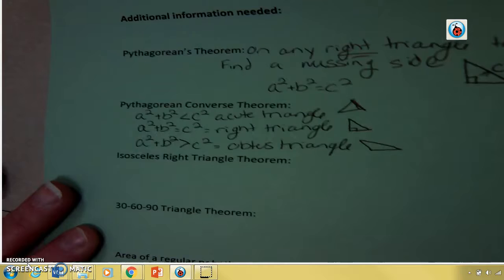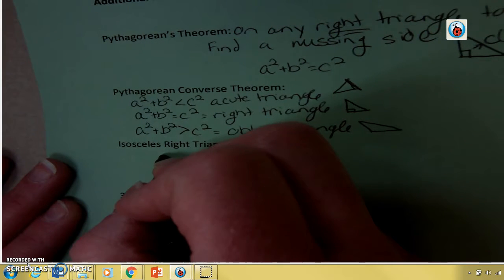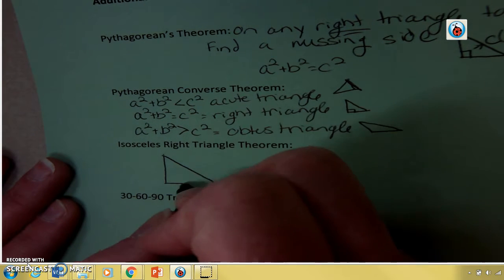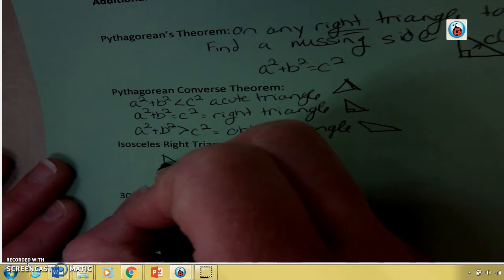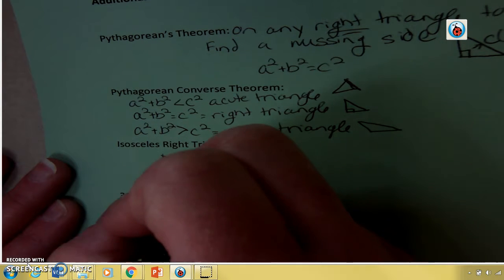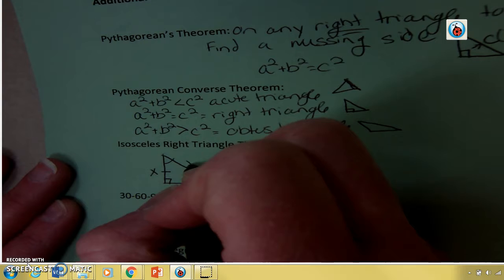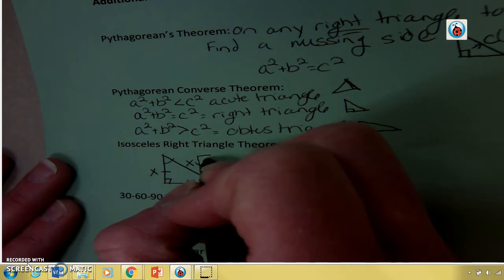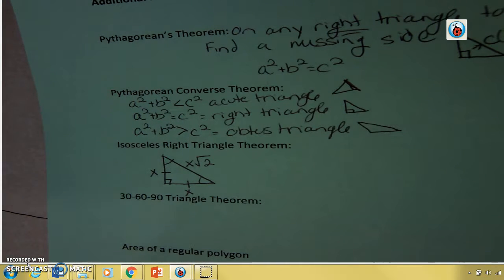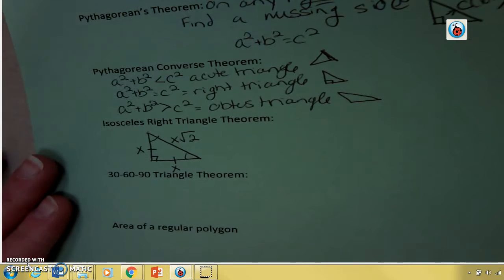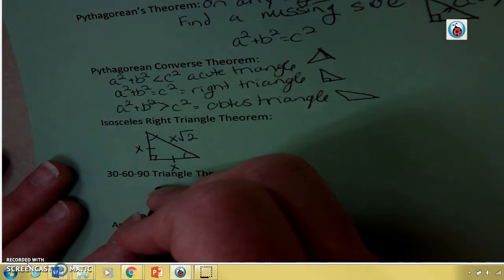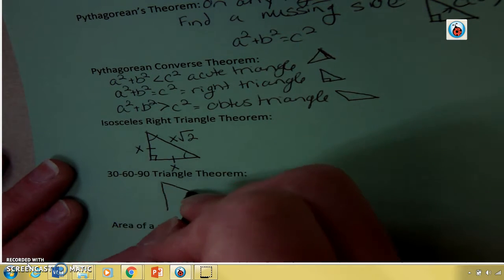Isosceles right triangle, this is what we got from the last time, that if I have my right triangle, those are equal, which makes those 45. If this is x, this is x, this is x square root of 2. We also have a special one, which is a little harder to prove with the information we currently have, but it is a 30, 60, 90 triangle.